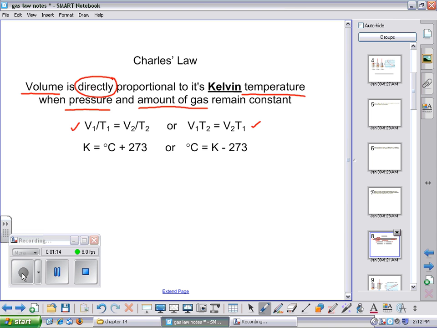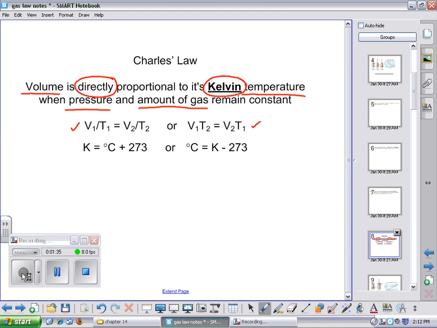Now, in his law, he says it's only directly proportional when it's the Kelvin temperature. In the Kelvin scale, there's no negative signs, so you don't ever have to worry about having a negative volume. So you have to use the Kelvin temperature here.